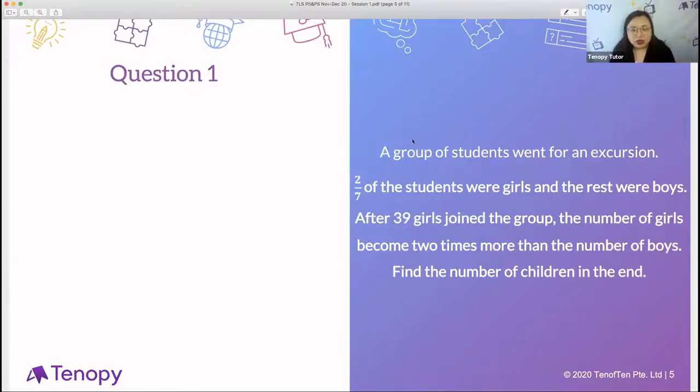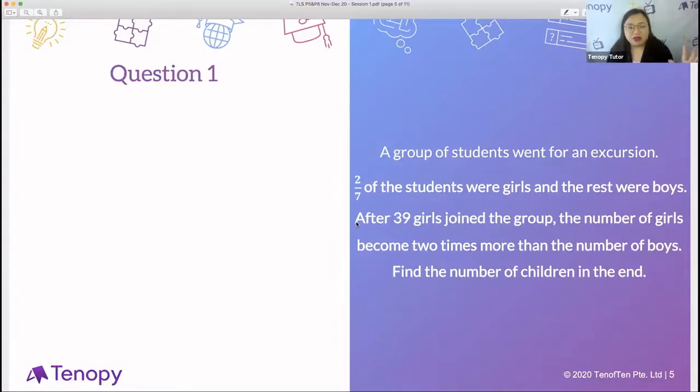Now, how do I know that this falls under single unchanged? The key thing to take note of is that it mentions 39 girls joined the group. Single unchanged refers to there being only one component, or only one variable, that changes. So in this case, what variable do you think has changed?